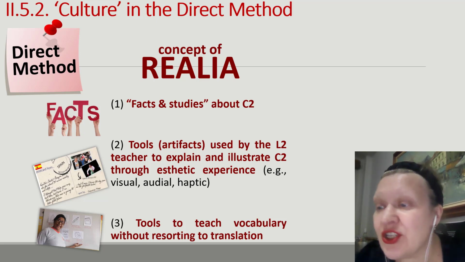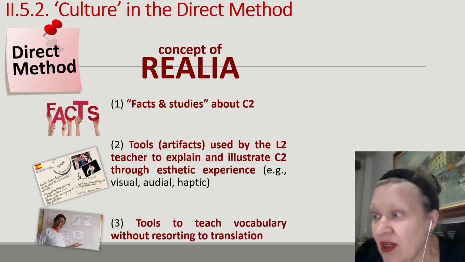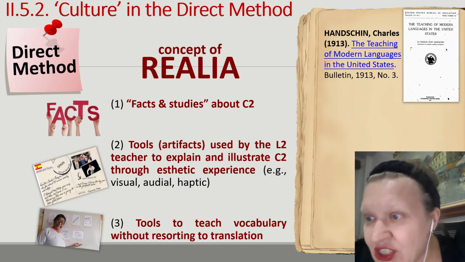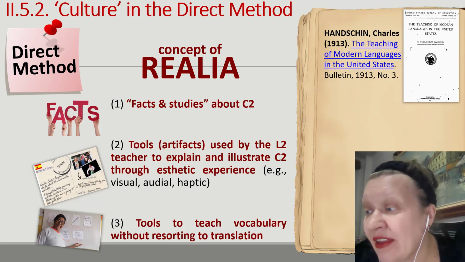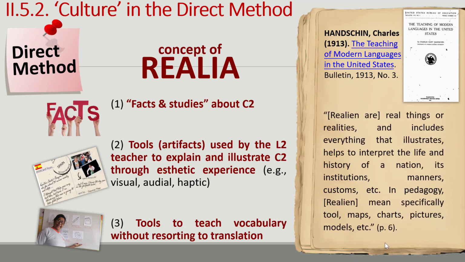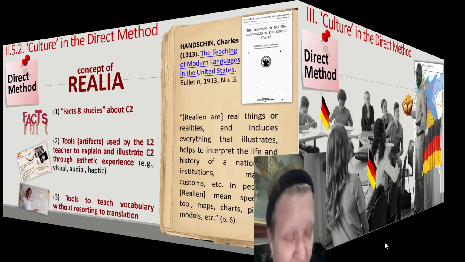And finally, in its narrowest sense, realia refer to material objects helping to teach vocabulary without resorting to translation while conducting oral teacher-learner dialogue. For example, let's see how the definition of Realien given by Charles Hansen, the American proponent of the direct method, points out different aspects of this concept. Realien are real things or realities, including everything that illustrates or helps to interpret the life and history of a nation, its institutions, manners, customs, etc. In pedagogy, Realien means specifically tools, maps, charts, pictures, models, etc.